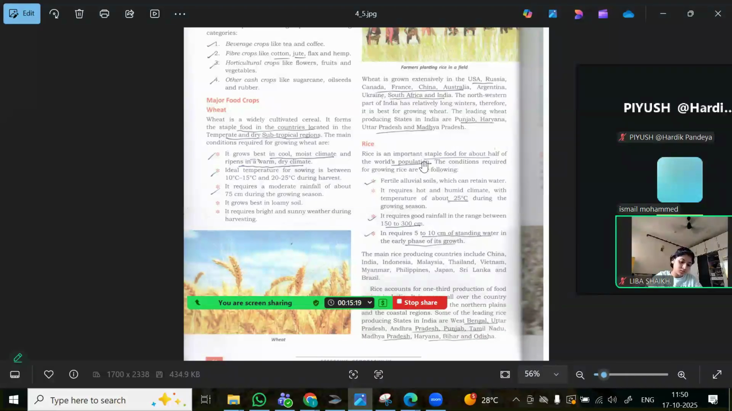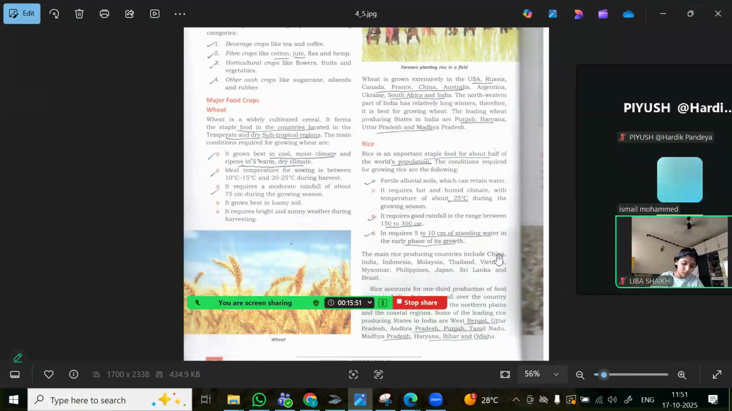Okay, what are the conditions required for it? It requires fertile alluvial soil. It requires 25 degrees temperature during the growing season. It requires heavy or good rainfall, 150 to 300 centimeters. So these three points you can remember: fertile alluvial soil, 25 degrees centigrade, and 150 to 300 centimeters. That is the rice.